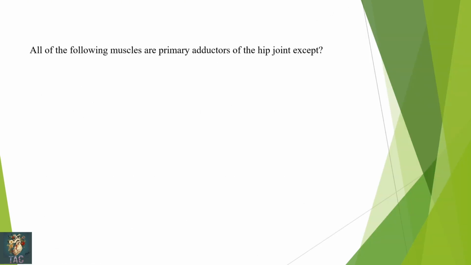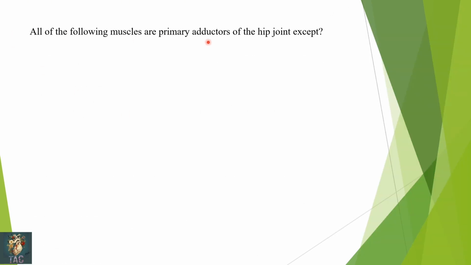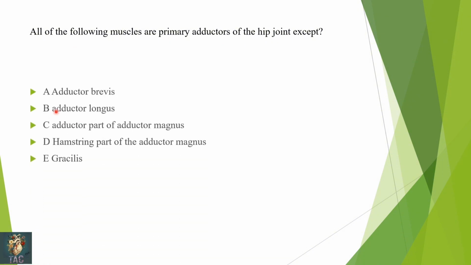All of the following muscles are primary adductors of the hip joint except: adductor brevis, adductor longus, adductor part of adductor magnus, hamstrings part of the adductor magnus, and the gracilis. Obviously we know the hamstring part is basically an extensor and not an adductor, and this is the answer.